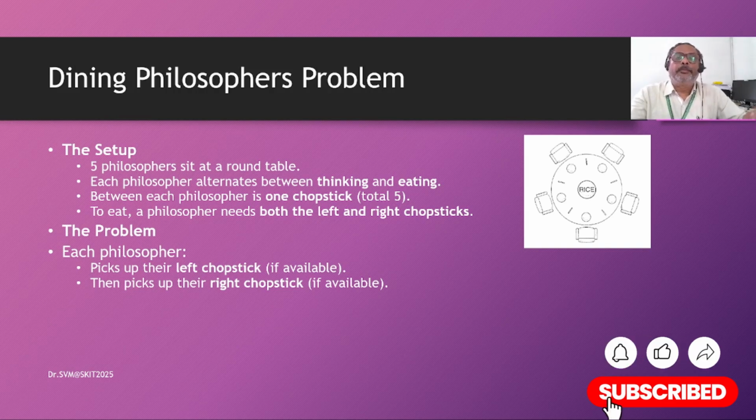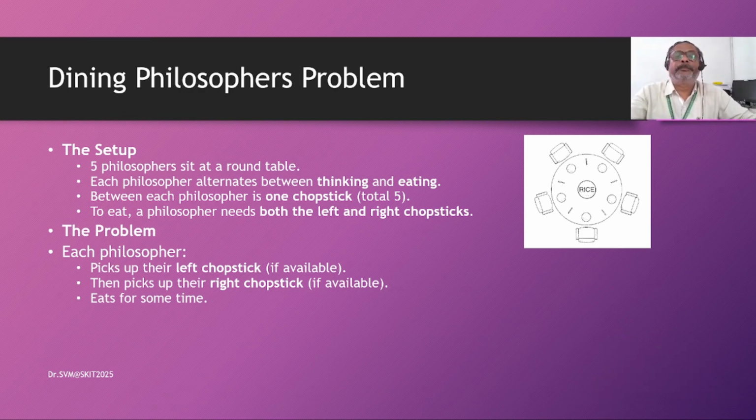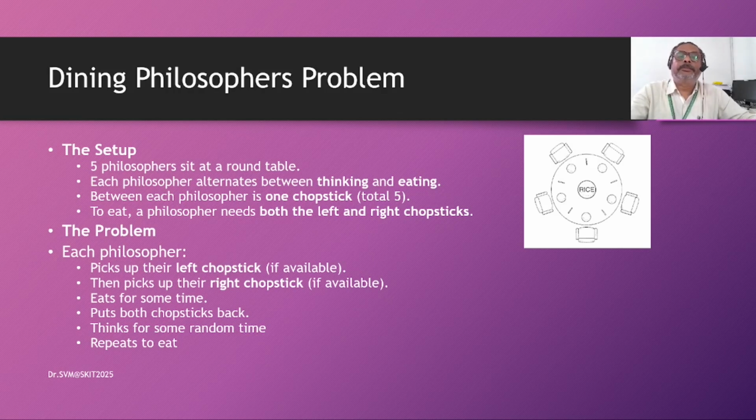So when both are picked, the philosopher eats for some time. How much time? Don't know. Then puts both the chopsticks back and thinks for some more random time, and this alternates: thinking, eating, and so on.